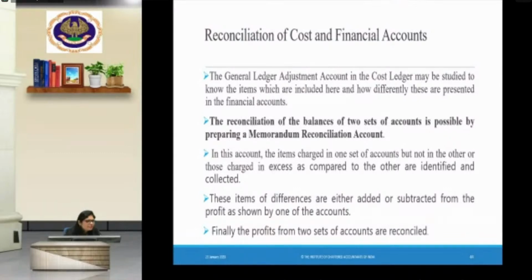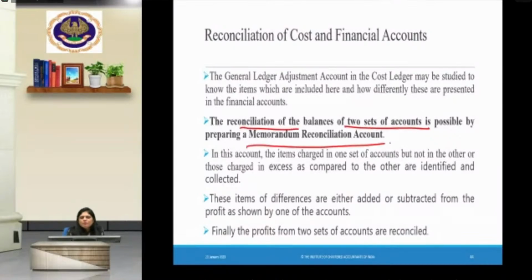Yes, non-integrated. All right. Yes, because when we are making an integrated system, then already the accounts are integrated. In integrated system, we only calculate one profit. So when there is only one profit, there is no need for reconciliation. Reconciliation is important only when we make two profits. So non-integrated system, reconciliation is important. Reconciliation of two sets of accounts is possible.